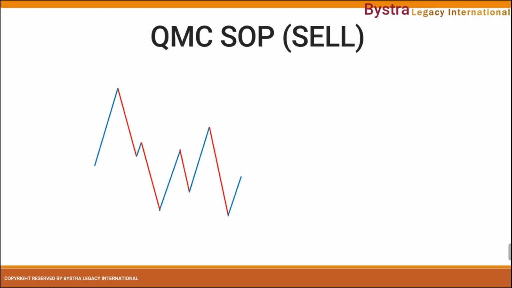Alright, so now let's go to the SOP for the QMC. This is a sell setup. As we can see here, this is how the price pattern looks. Before the price comes back to this area, we can see there's a QM in this area. So let's mark the structure. We have the high, low, higher high, and the lower low. Then we mark the trend line.